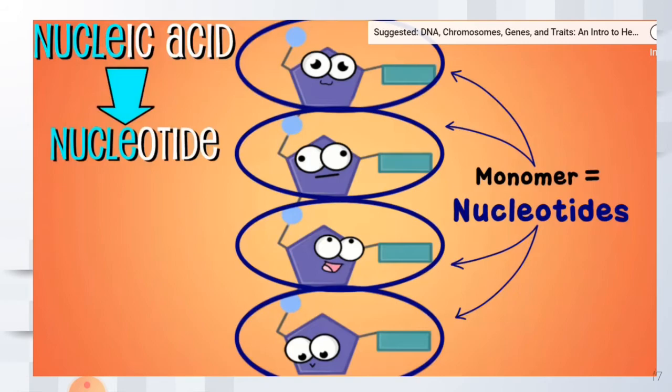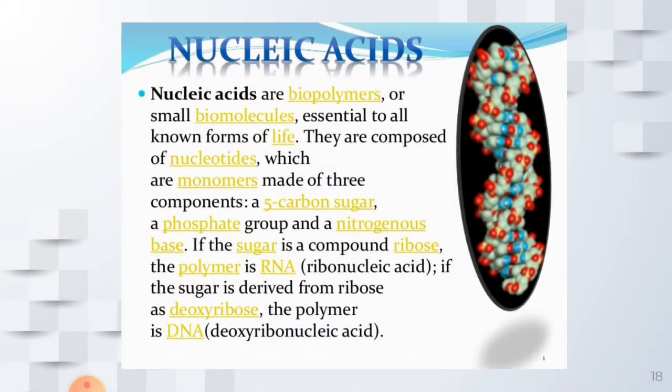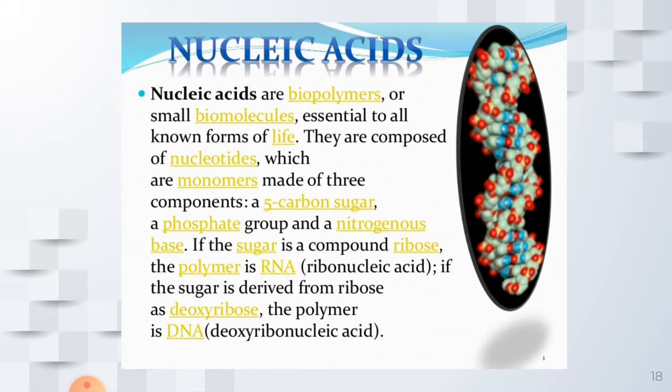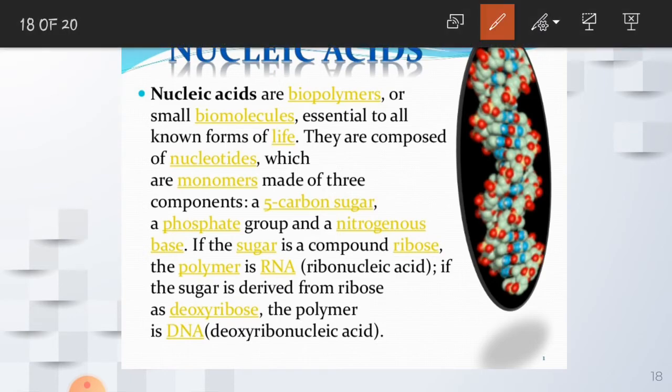Nucleic acid and nucleotide is another kind of biomolecules. These nucleic acids are made up of smaller units called nucleotides. Nucleic acids are biopolymers or small biomolecules that are essential to all known forms of life. They are composed of nucleotides, which are monomers. This means that the monomer of the nucleic acid are the nucleotides.